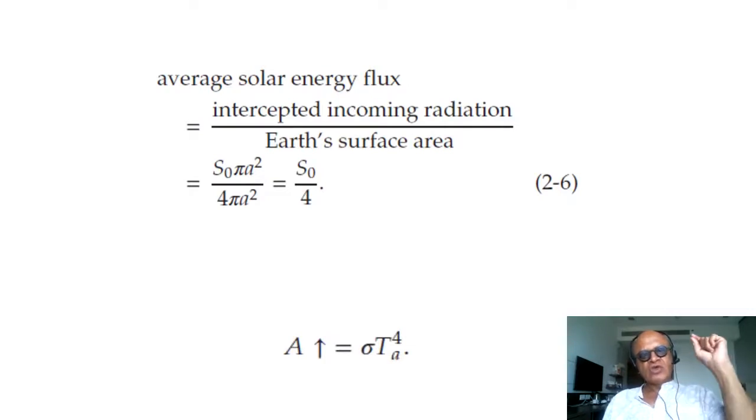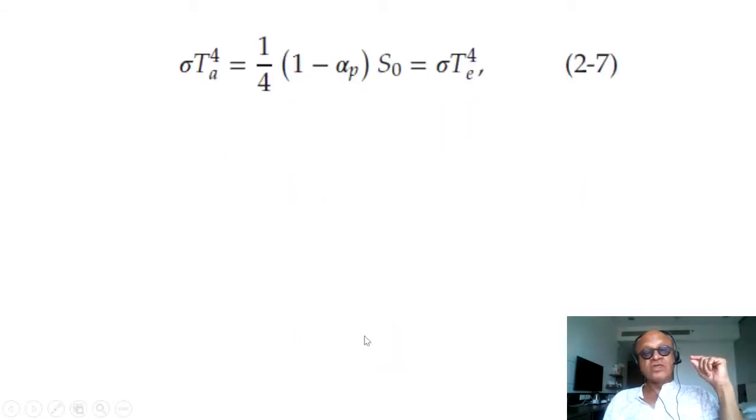So the outgoing long wave from the atmosphere in both directions is sigma Ta to the fourth, and you equate sigma Ta to the fourth to the energy that is being received. So if you look at the top of the atmosphere, this is the short wave energy received, this is the outgoing long wave energy, and so Ta here in this simple case is the effective emission temperature.